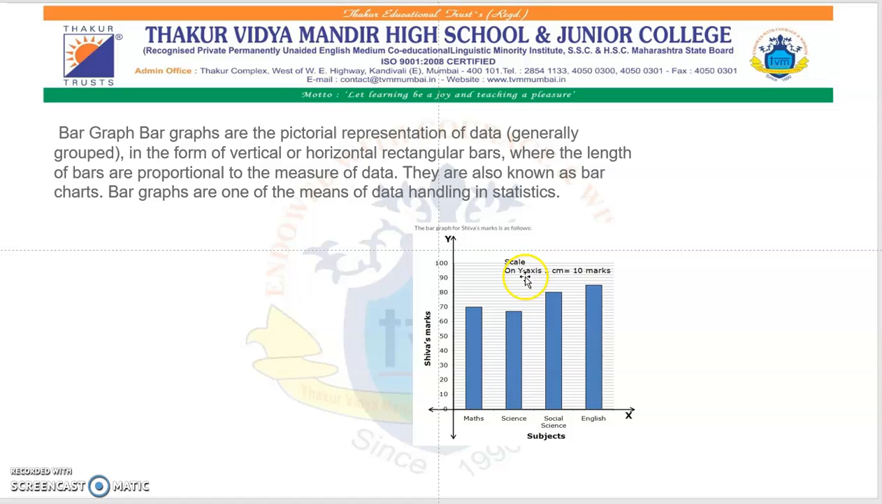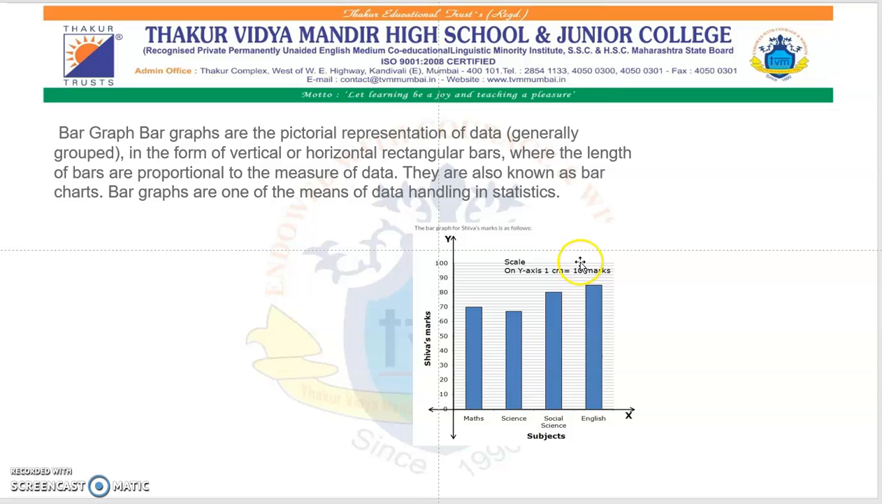On the scale we are writing that on y-axis 1 centimeter we are taking 10 marks. See the difference here on the y-axis, difference is of 10 marks: 10, 20, 30, 40, 50, 60. Like this we have written the numbers on the y-axis and name of the subjects on the x-axis.